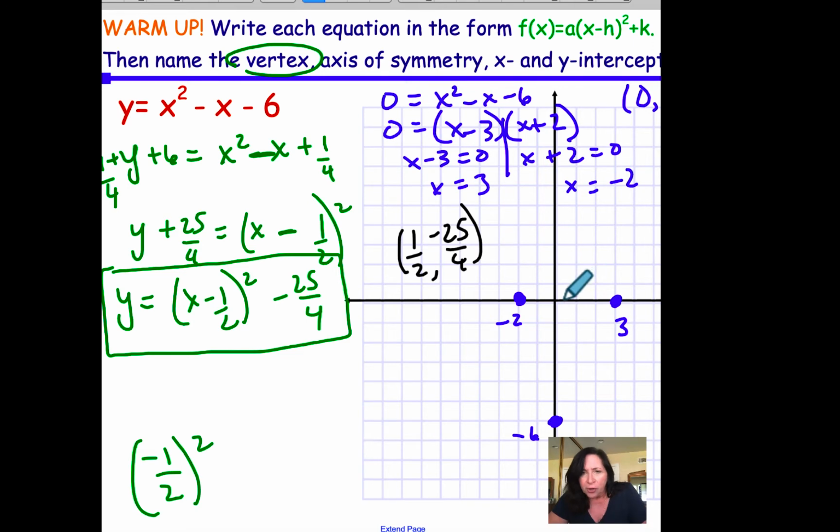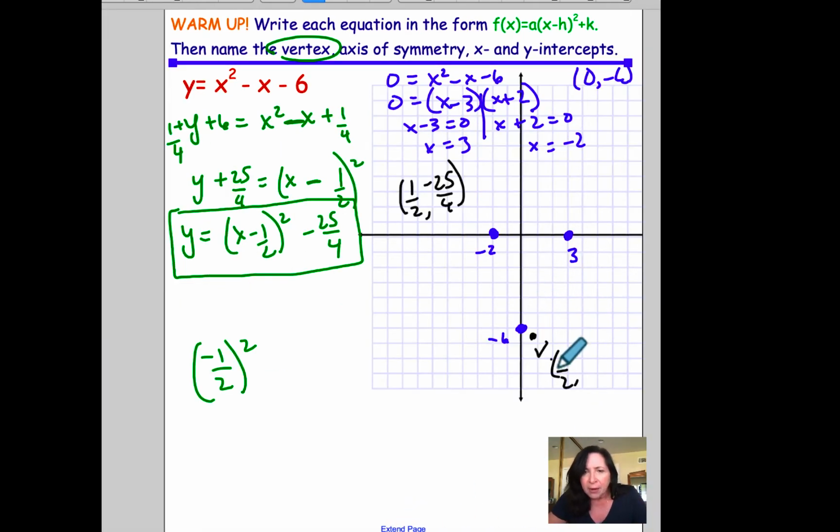So that'll be over 1/2 and down 6 1/4, so about right there. And so there's our vertex, and I'm going to put 1/2, comma, negative 25/4. And for that right there, let's see, we're going to just graph it. Looks something like this, okay?